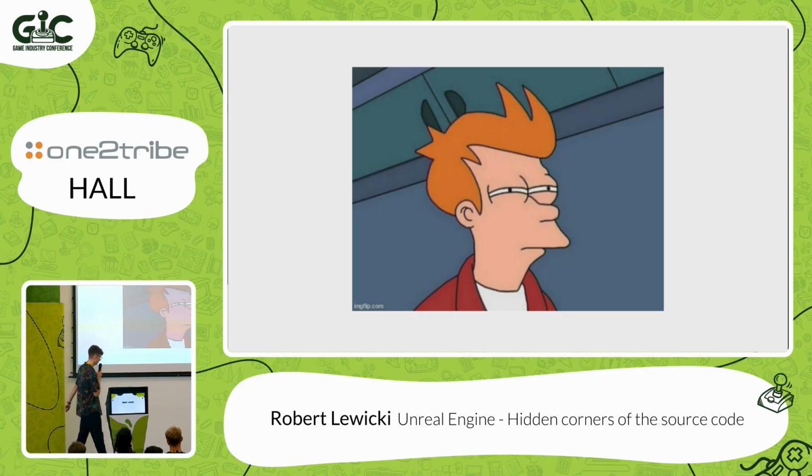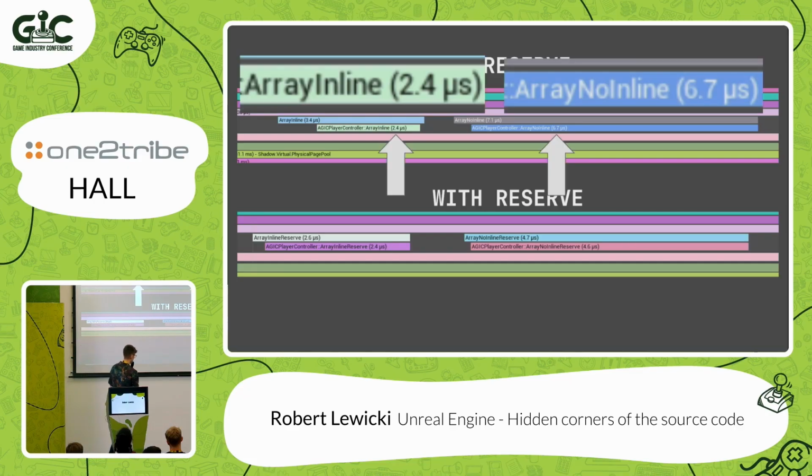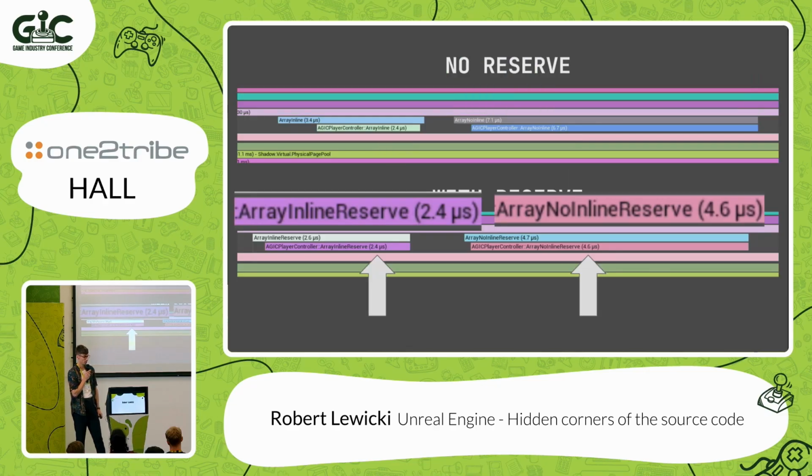And you're right. So I changed the code, and I added the Reserve call before going into the for loop, which pre-allocated all the required memory. And this is the result. With the version without Reserve, the result is the same. It's 2.4 microseconds and 6.7, which is roughly 3 times slower. But then with the version that has Reserve, the result is slightly different. It's only 2 times slower, but it's still slower.